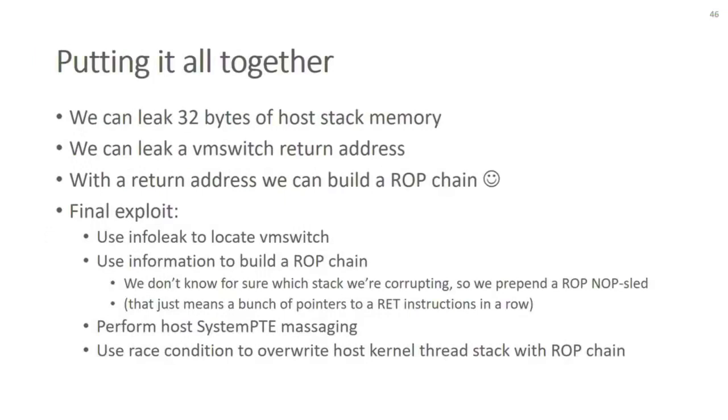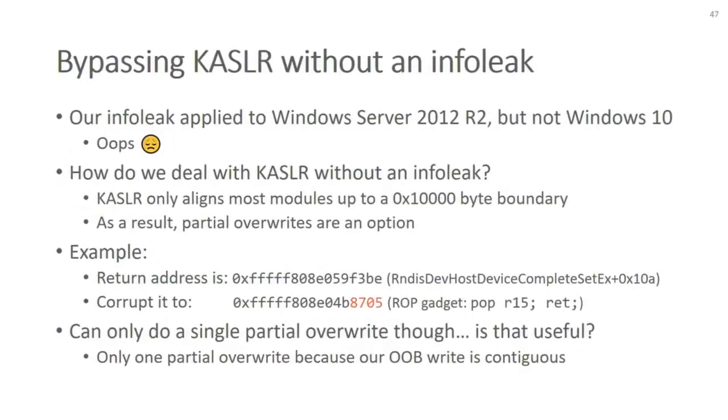The final exploit is, okay, we use this info leak to locate VMswitch. We use that information to build a ROP chain. We overwrite a stack, and we get ROP. And then once we have code execution there, well, we can just kind of do whatever we want, which is great. We're done, except we're not. Because it turns out that info leak, as awesome as it was, only applied to Windows Server 2012 R2. At the time I was trying to target Windows 10, no info leak there, so oops. And that was annoying because I kept looking for a couple days, maybe even a week, for an info leak. I was getting very desperate, and I did not find one.